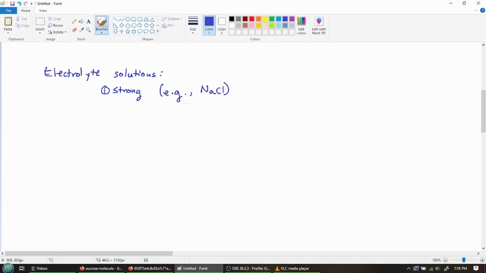Okay, so as an example here, when we have sodium chloride, this will split apart into Na+ and Cl-. But we're going to use a complete forward arrow here. In fact, I'll say a single forward arrow, because what we're saying here is that this is essentially a one-directional reaction.